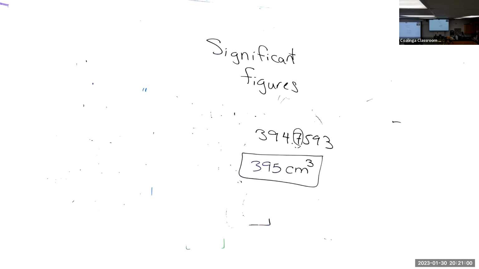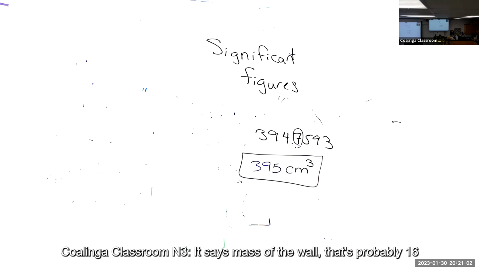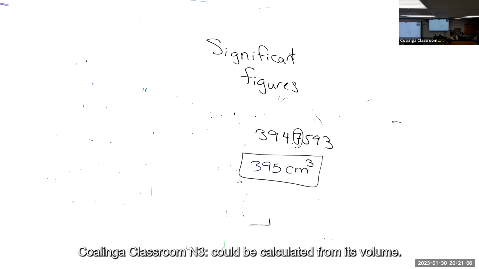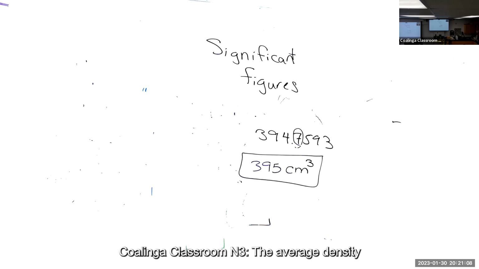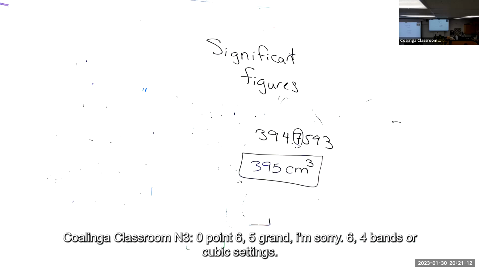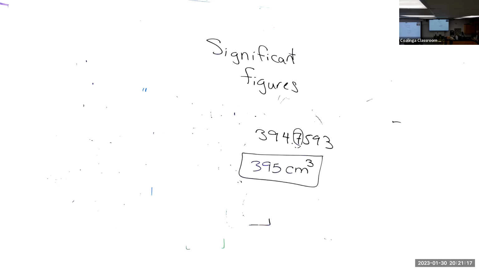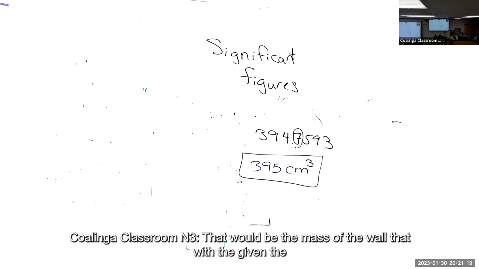Okay, you guys ready for the next one? It says, the mass of the walnut in problem 16 could be calculated from its volume by using the average density of a walnut, which is 0.64 grams per cubic centimeter. Calculate the mass of the walnut with the given dimensions.